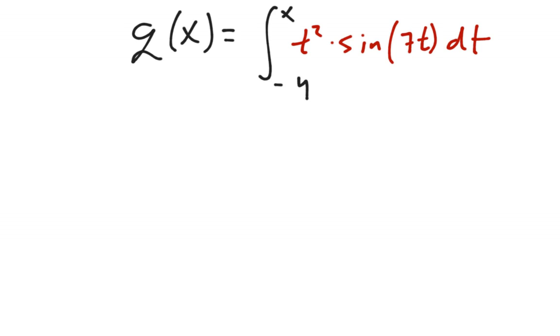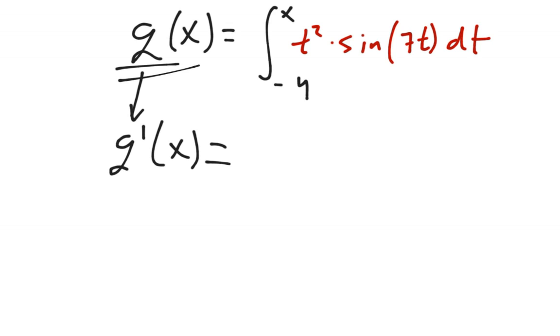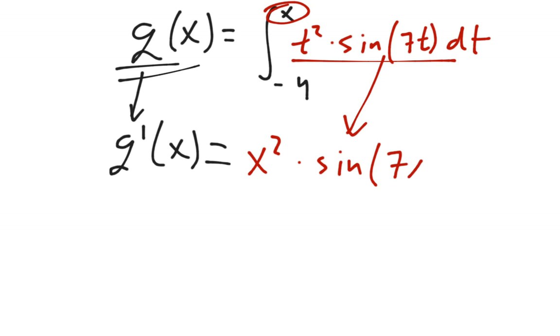You don't know how to do this integral, and you probably won't learn it until chapter 8, if you're even doing chapter 8. Anyway, whatever. But guess what? I can't find what g of x is. Let's just leave it at that. But I can find g prime of x. It's very easy, because all I do is take this function and plug in x. So it's going to be x squared times sine of 7x.